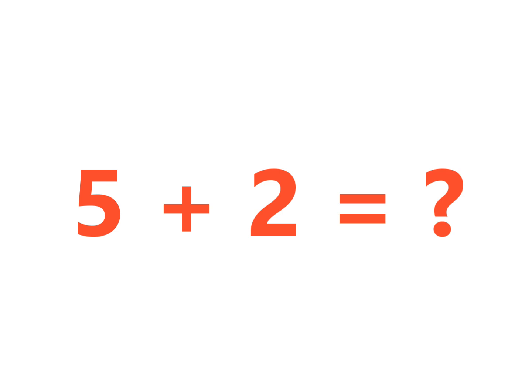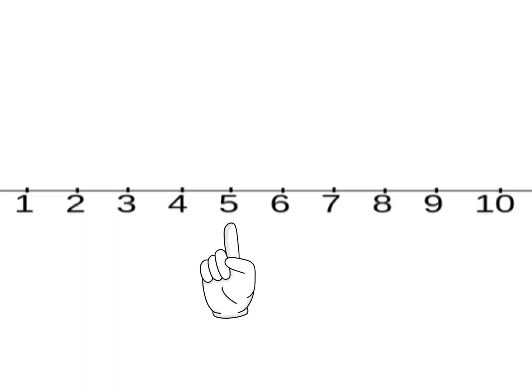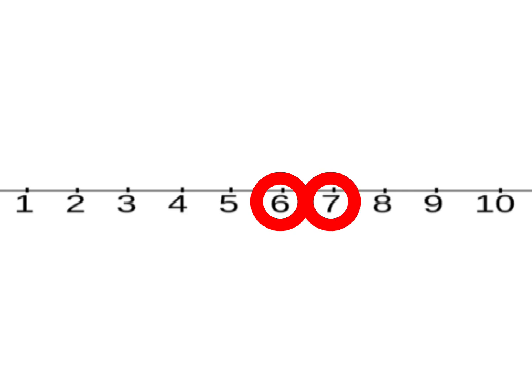Let's try another one. 5 plus 2. Start with 5, then count 2 more. 6, 7. 5 plus 2 equals 7.